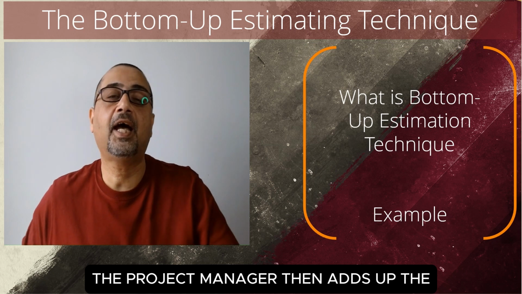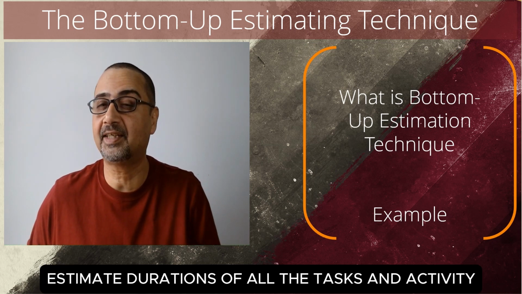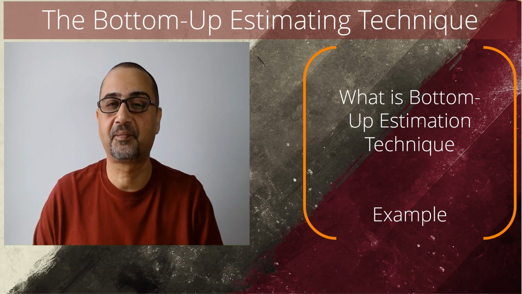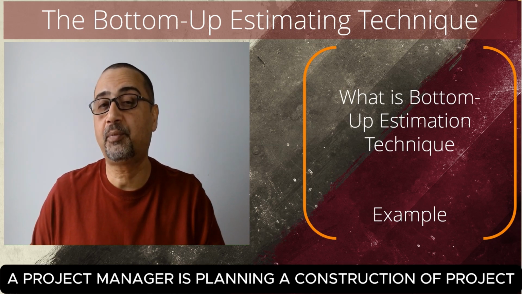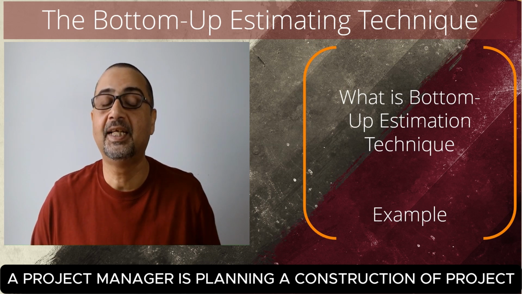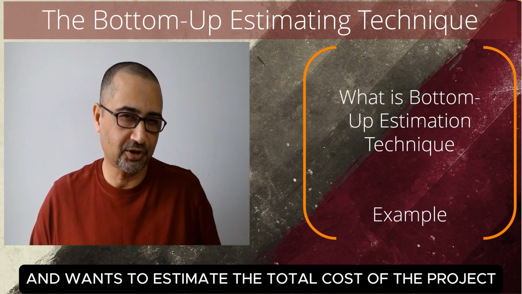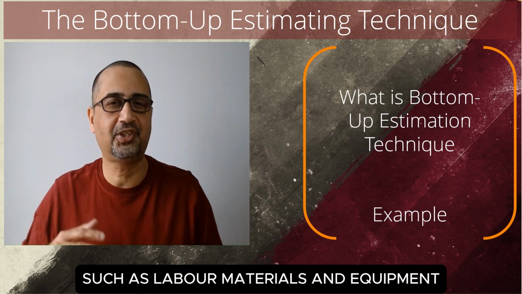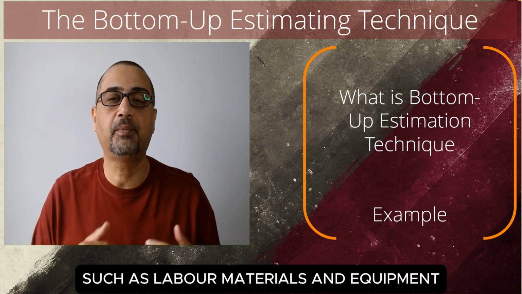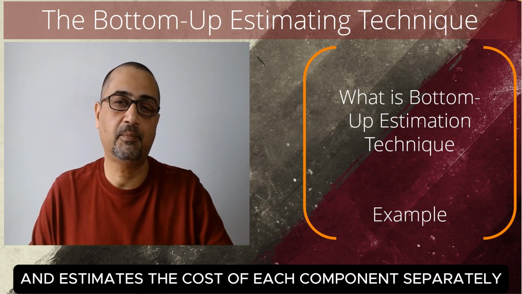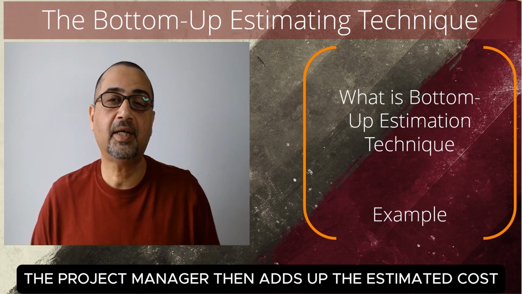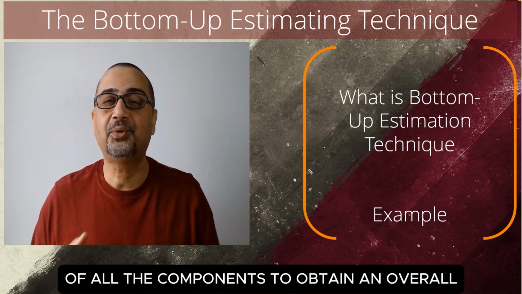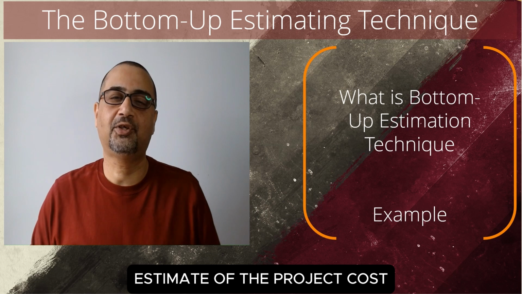The project manager then adds up the estimated durations of all the tasks and activities to obtain an overall estimate of the project duration. Estimating for project cost. A project manager is planning a construction project and wants to estimate the total cost of the project. The project manager breaks down the project into smaller components such as labor, materials, and equipment and estimates the cost of each component separately. The project manager then adds up the estimated costs of all the components to obtain an overall estimate of the project cost.